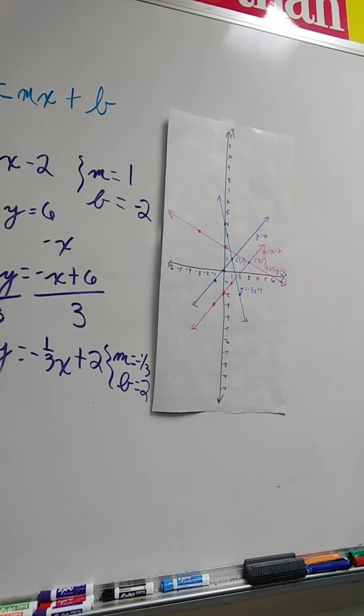Because it is possible to have equations that are parallel to each other. And if in doubt, graph. But if the slope is the same and the y-intercepts are different, then that's another way of determining that they're parallel. So there is no solution. Okay? Questions?